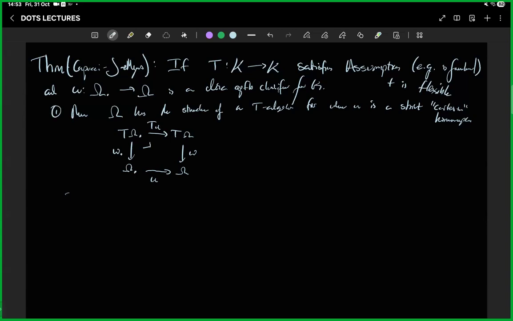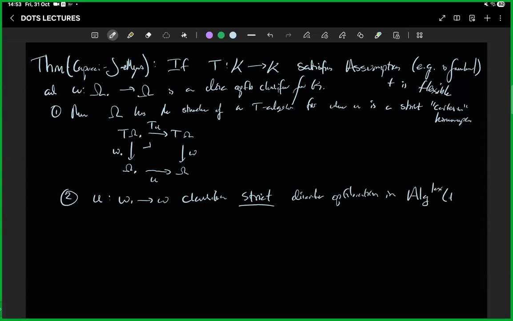1 and 2, U, which we might think of as omega dot to omega now, classifies strict discrete op fibrations in Alg-Lax T.